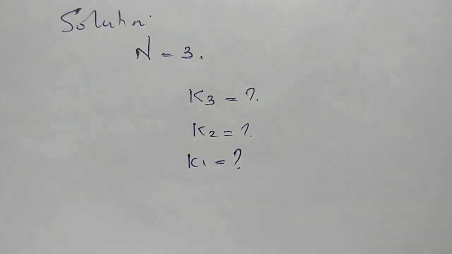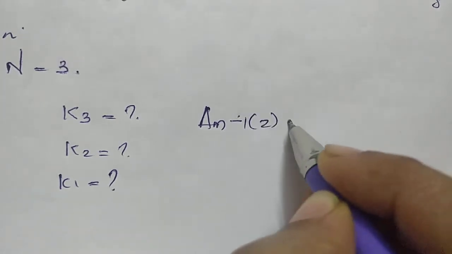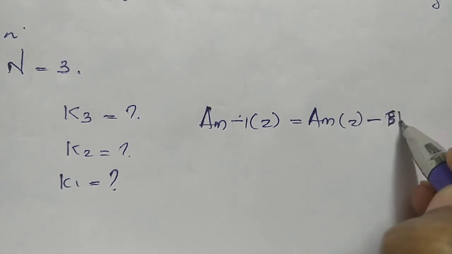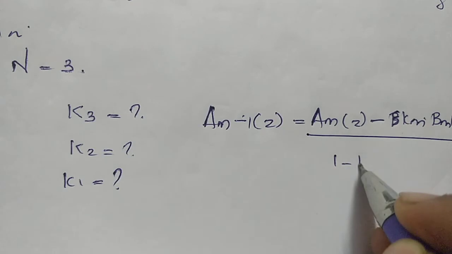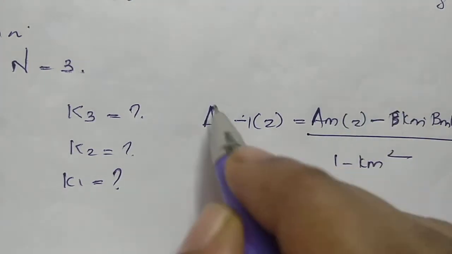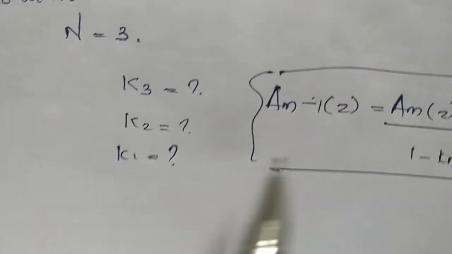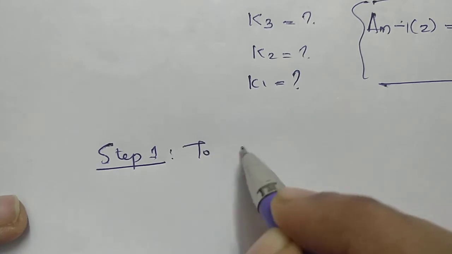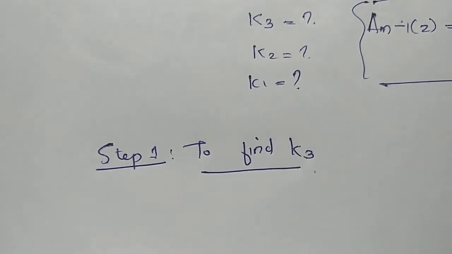One equation we have learned is A_{m-1}(z) = [A_m(z) - k_m B_m(z)] / (1 - k_m^2). This is the equation for finding out the A_{m-1}(z). So the first step, step 1, is to find k3. We get the value of k3 directly from the question.